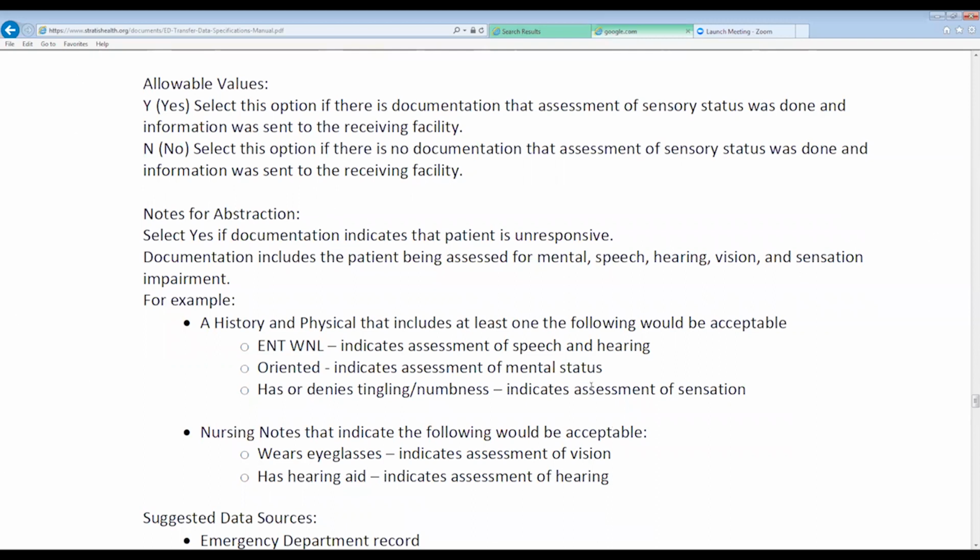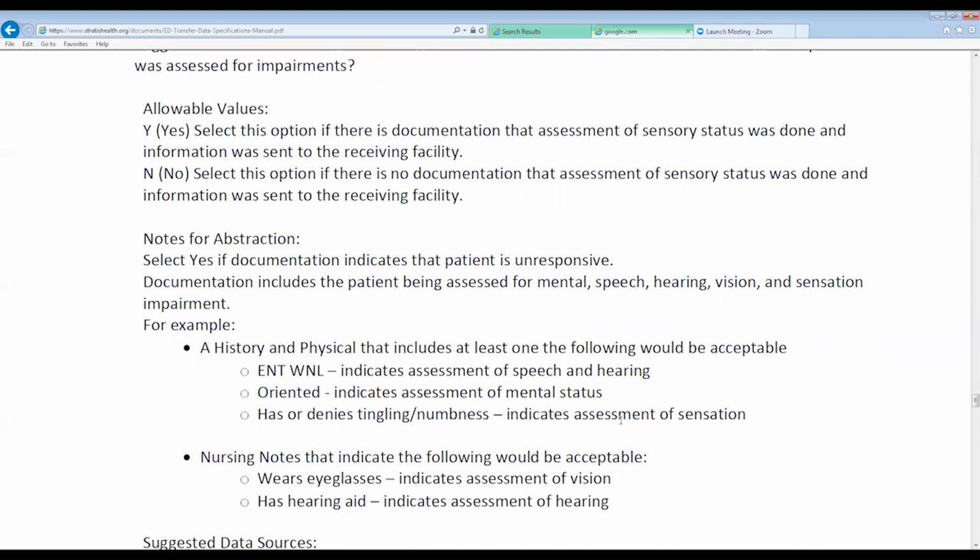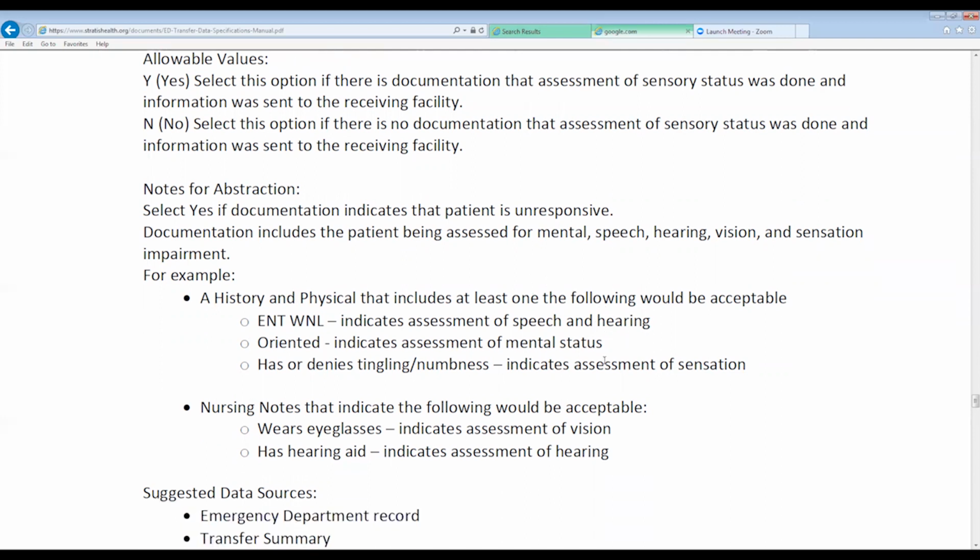I think a lot of times people are probably harder on themselves than maybe what they have to be for this one. But this is another one that's undergoing a change, and we've made it a lot easier. We've defined better what's being wanted for this one.